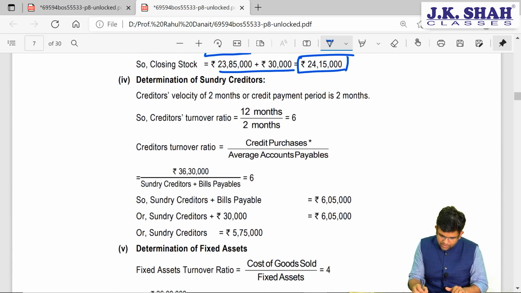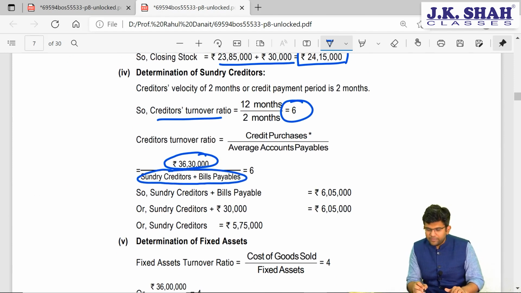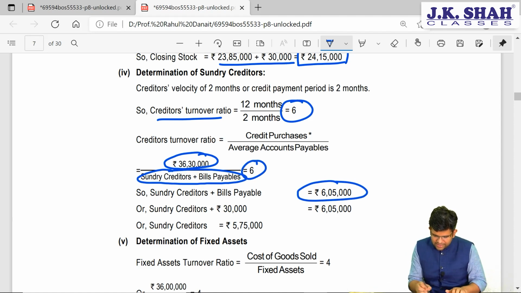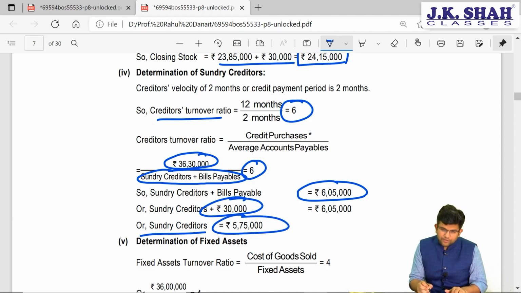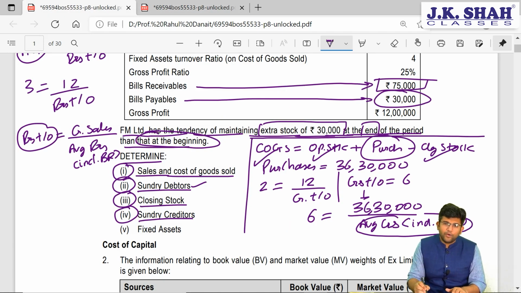Okay, so here you can see the creditors turnover ratio, as we had also got, is 6 times. So children, credit purchases upon average creditors including bills payable is equal to 6. So we get the total creditors as 6,05,000 including bills payable. From that 6,05,000, if I remove 30,000, what I get is the sundry creditors of 5,75,000. So with that, students, we complete point number 4.